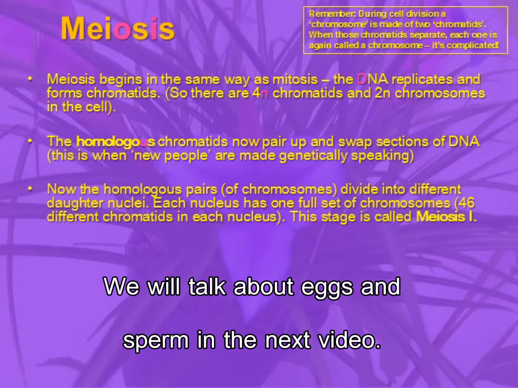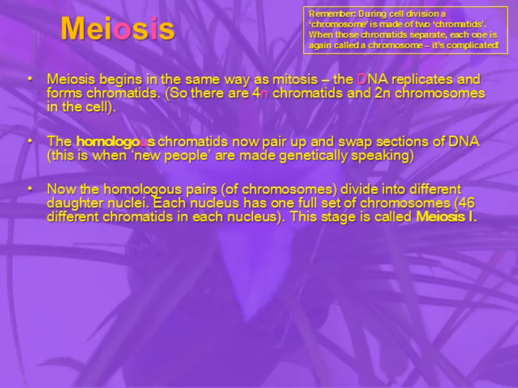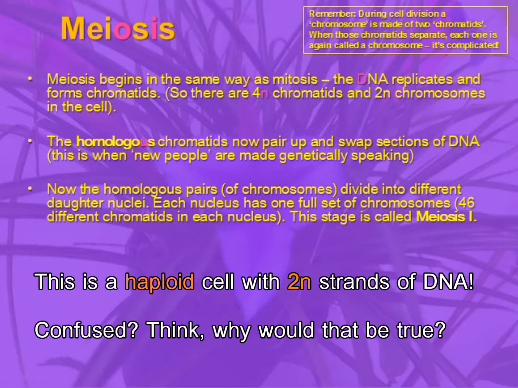So after the homologous pairs of chromosomes have swapped or recombined their genetic material, they are divided into different daughter nuclei. So at this point, all of the chromatids are different from each other. Each one has changed some genetic information with a different part of the other ones, so there are no identical chromatids in any of the pairs. Each nucleus after the first division has 46 chromatids in 23 pairs. So this is the end of meiosis 1.